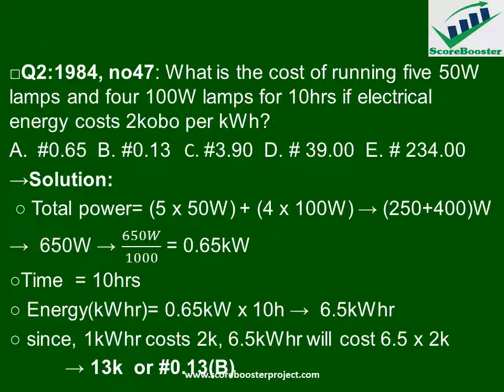But we are told that 1 kilowatt hour is 2 kobo. Therefore 6.5 kilowatt hour will cost 6.5 times 2 kobo, and that will be 13 kobo or 0.13 naira, since 100 kobo is equal to 1 naira. So to convert 13 kobo to naira, we divide it by 100 kobo, and that will give us 0.13 naira, making option B the correct answer for this question.